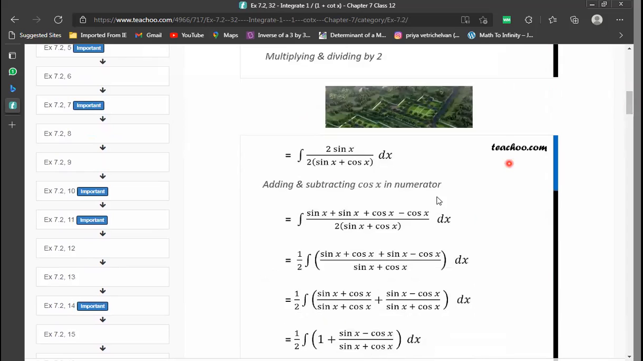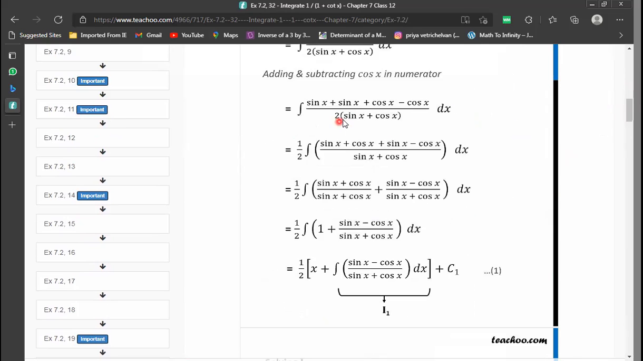We are also adding and subtracting cos x in the numerator. I'll tell you why. And we are splitting the 2 sin x as sin x plus sin x, because sin x plus sin x is 2 sin x. Now you can shuffle them: sin x plus cos x, sin x and minus cos x. We shuffled it and wrote it here.